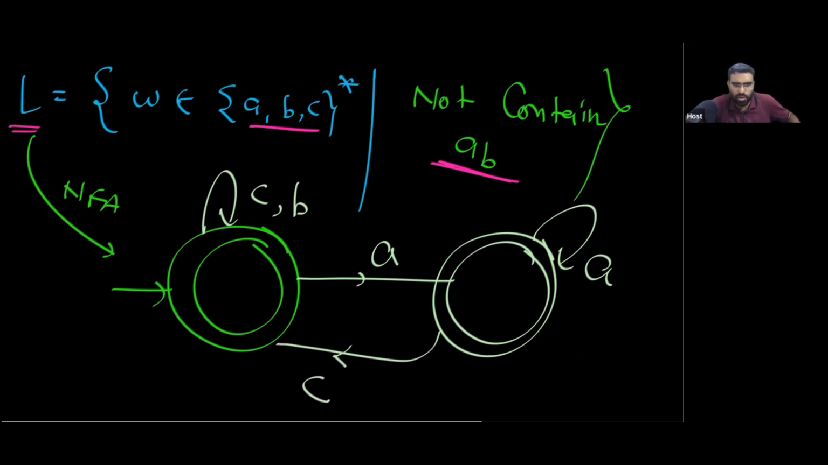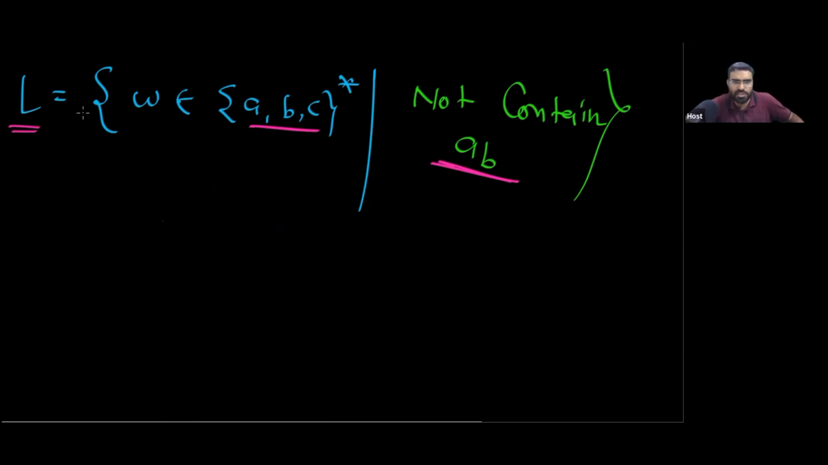Now, once you have your NFA, what can you do? This is state 1, this is state 2. So your regular expression will be what? That will be the regular expression for state 1 union the regular expression for state 2. Regular expression for state 1 you can easily write. That we have already seen. So remember, your final answer will be regular expression for state 1 union regular expression for state 2.